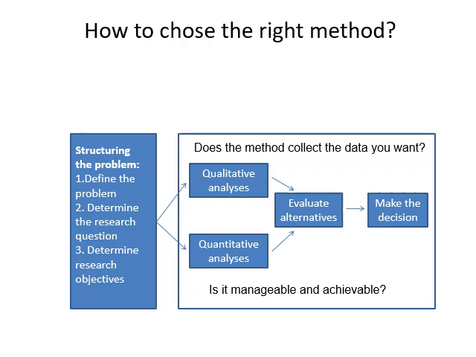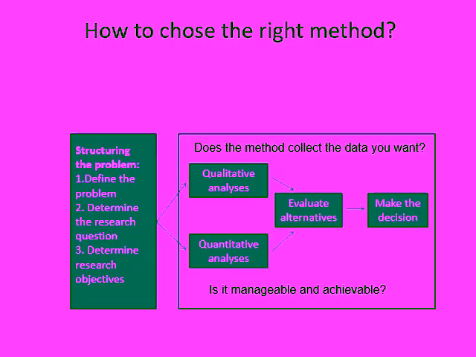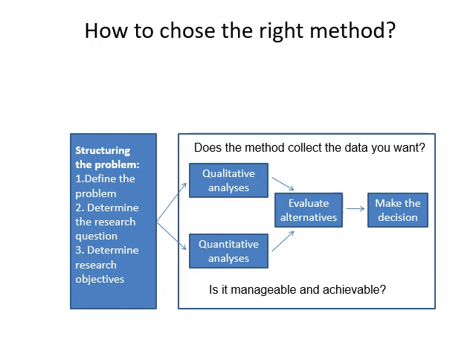So how do you choose the right method? Selecting the right methodology is a critical decision. It starts with a clear and structured problem definition. You must ask yourself two key questions. First, does the method collect the type of data I need to answer my research question, like rich textual insight, that is qualitative, or numerical or measurable data, like quantitative? Second, is this method practical or achievable given my constraints of time, resource, and access? Then you can take the decision.